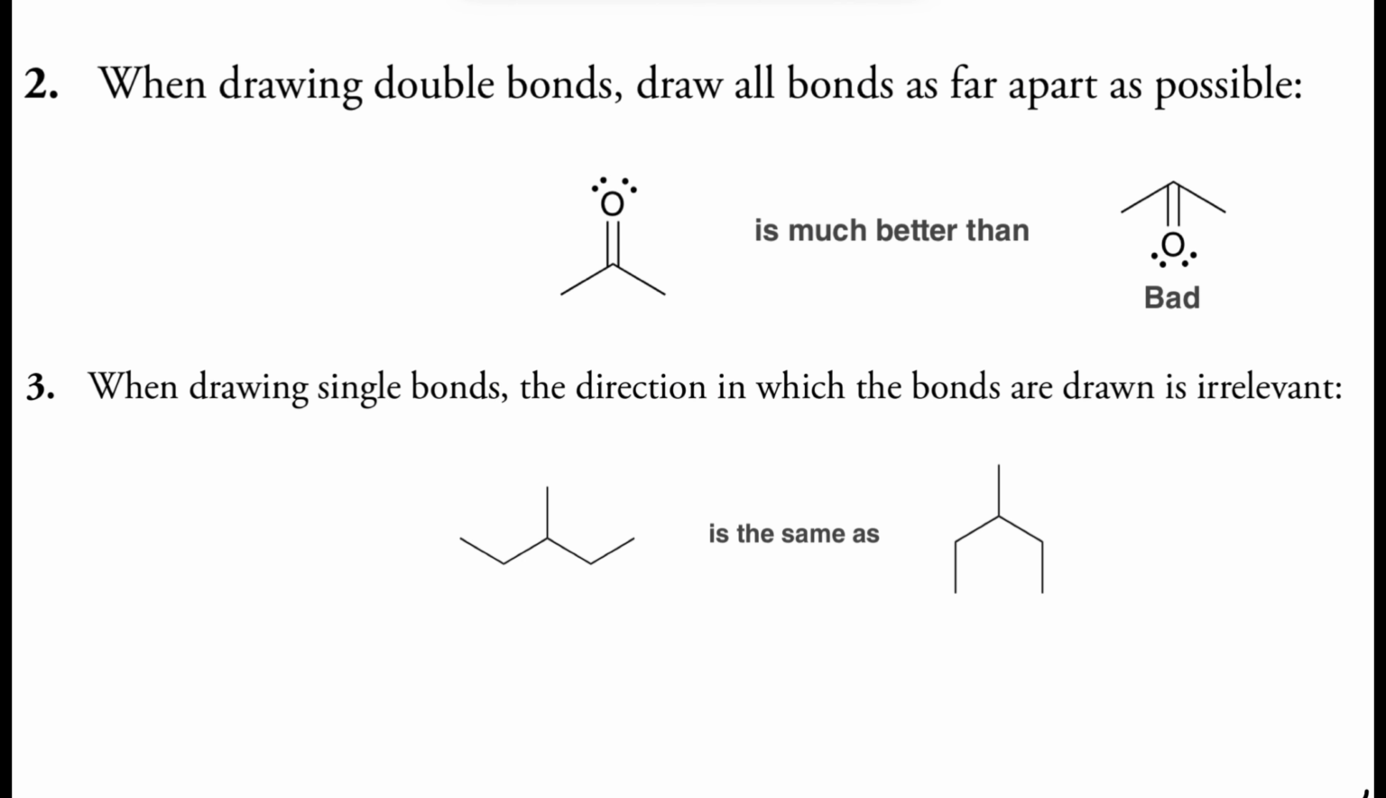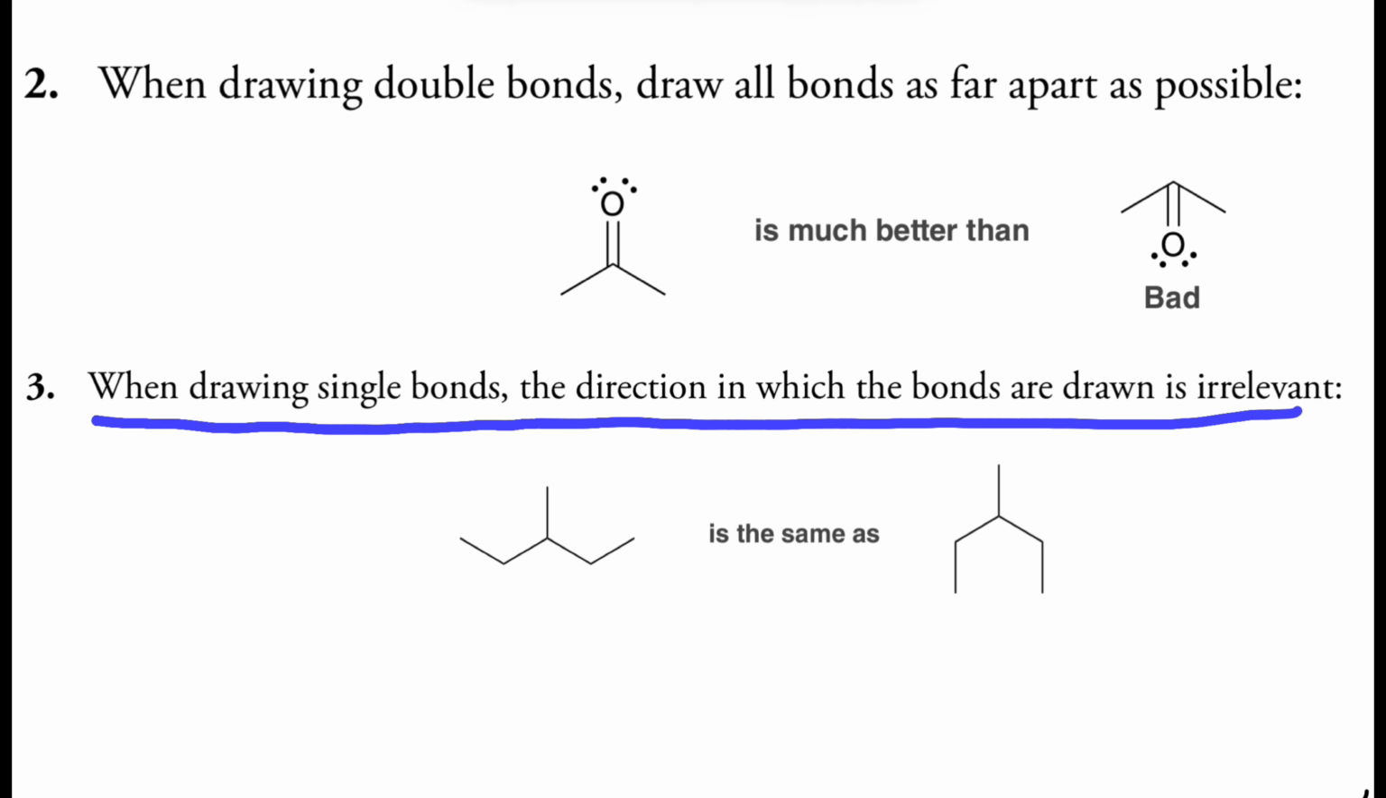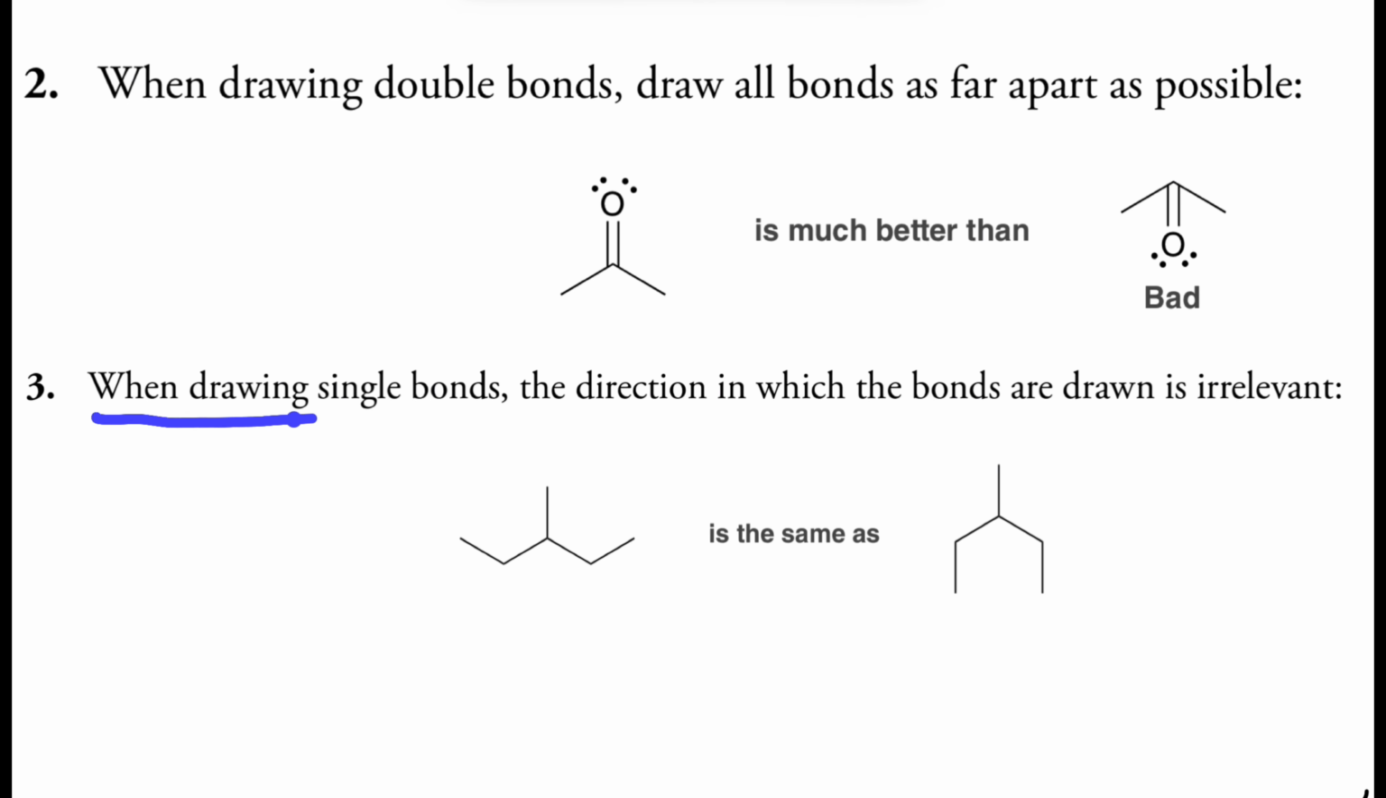Next, when single bonds are drawn, no need to worry about the direction. When drawing single bonds, the direction in which the bonds are drawn is irrelevant. So here you can see this carbon, here this carbon, you write in this direction or in this direction, both are actually same.